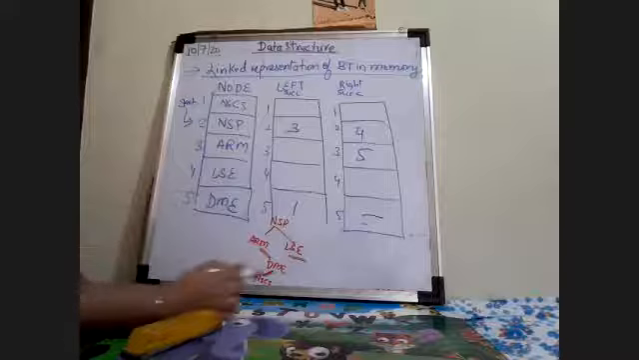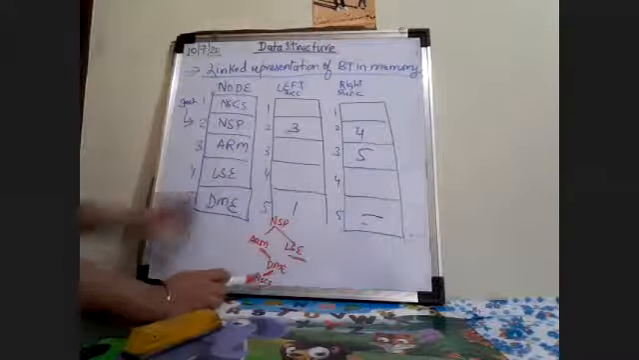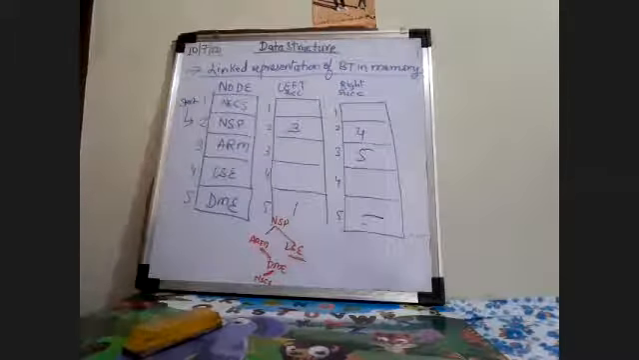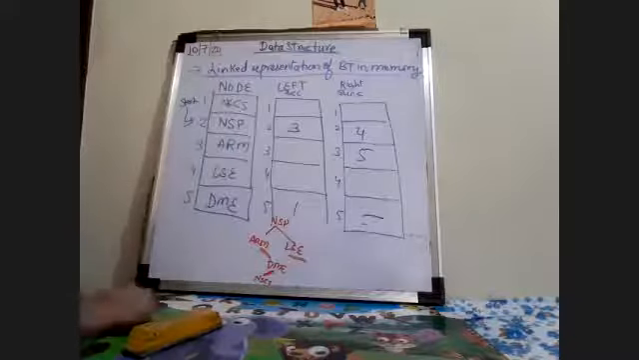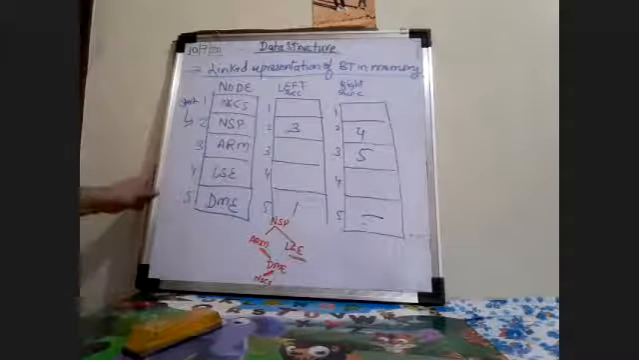Okay, DME has nothing on its right. Then I'll move to NSCS. NSCS has nothing in its left and right successor. So the terminal nodes are NSCS and LSC. Okay, so this is just a short example.